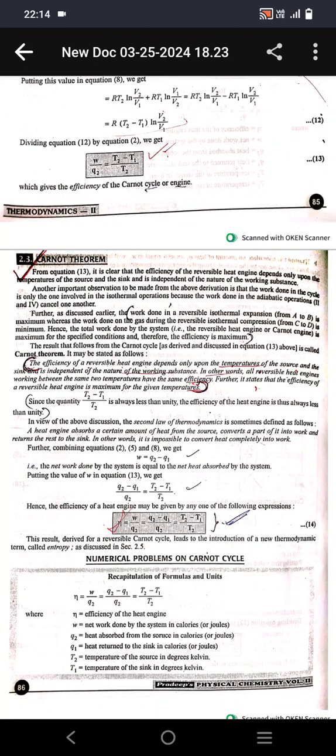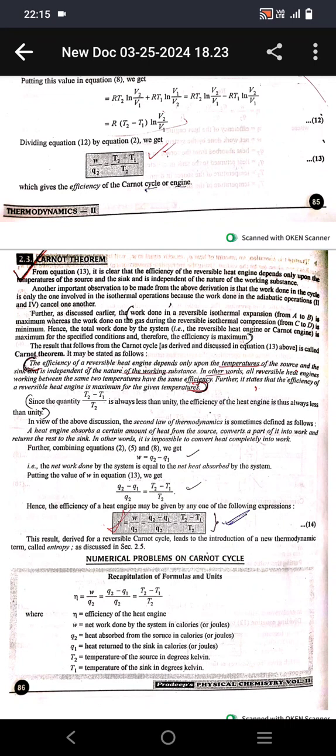Carnot theorem. From equation 13, it is clear that the efficiency of the reversible heat engine depends upon the temperature of the source and sink and is independent of the nature of the working substance.